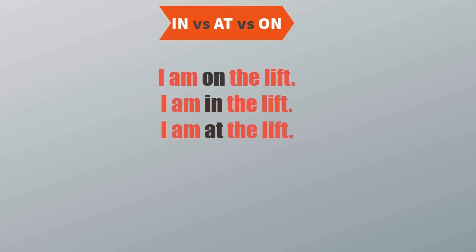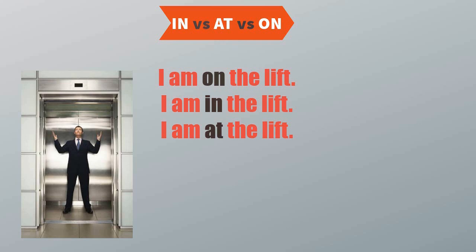Similarly, I am on the lift, I am in the lift, I am at the lift. I am on the lift means I am on the top of the lift. And that is not possible. How can you be on the top of the lift? But again, you can do it if you want to, right? So this sentence is correct, but it gives a different meaning, which is quite illogical, but it's correct. When you are in the lift, that means you are inside the lift, which is why we use in a lift.